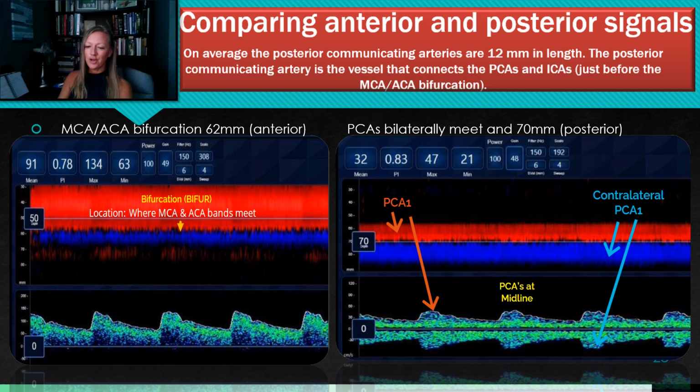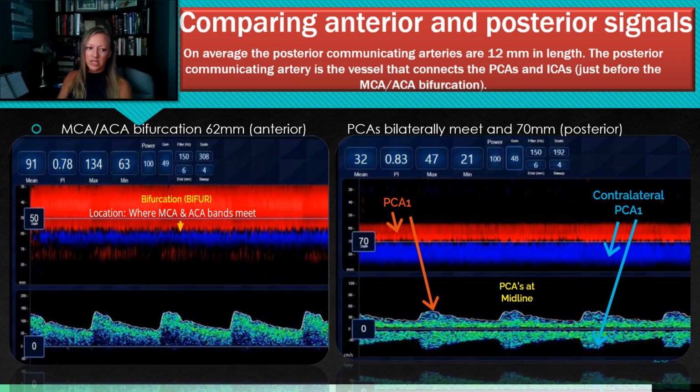Comparing anterior and posterior signals. It is always good to have a side-by-side comparison so that you can easily identify when you are looking at anterior versus posterior flow. Now, on an average patient, you can see very big differences when you're looking at these pictures side by side. Your middle cerebral artery here you can see has a mean flow velocity of 91, and you can see the big red band.